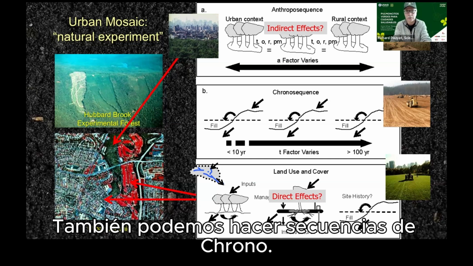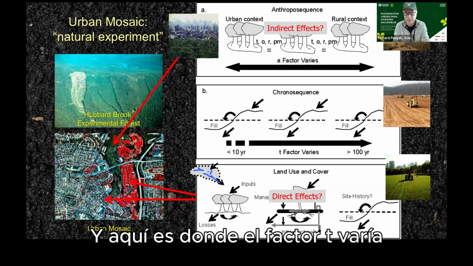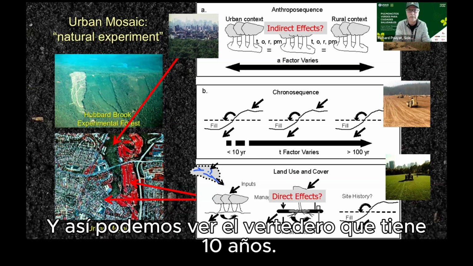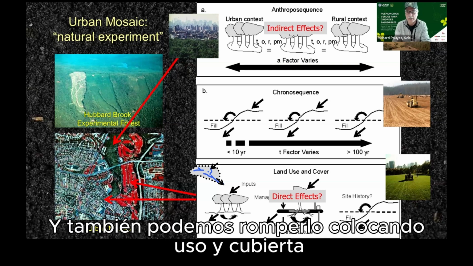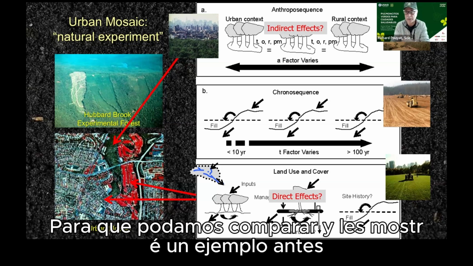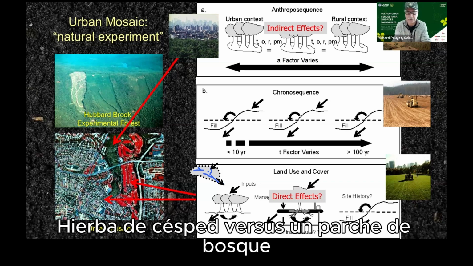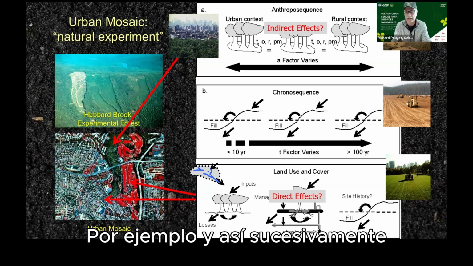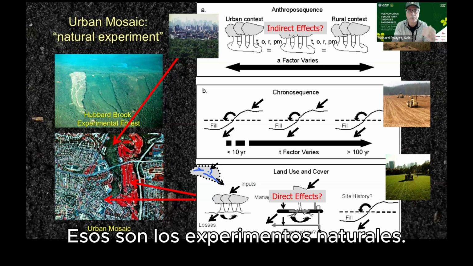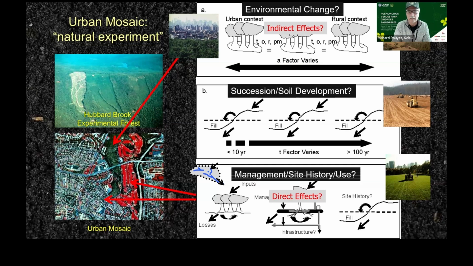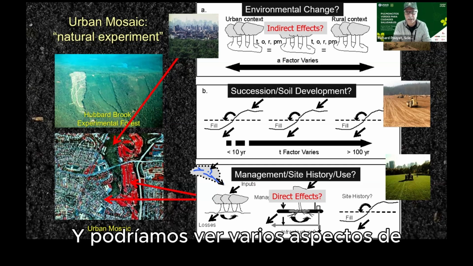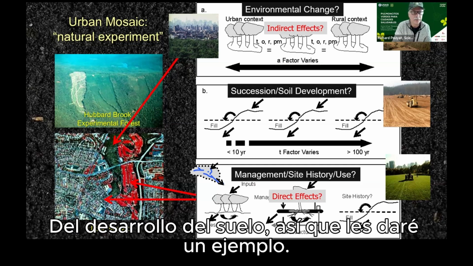We can also do chronosequences, and this is where the T factor varies. And so we can look at landfill that's 10 years old compared to landfill that's 100 years old, if that makes any sense. And we can also break it out by land use and cover. So we can compare, and I showed you an example before, turf grass versus a forest patch, for example, and so on and so forth. Those are the natural experiments. And we could look at various aspects of soil development.